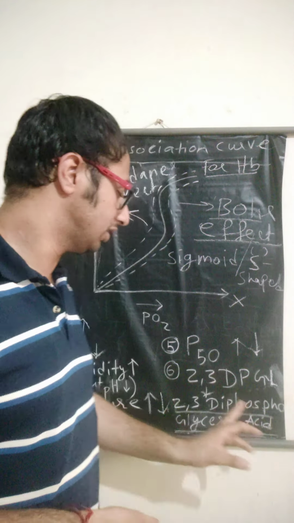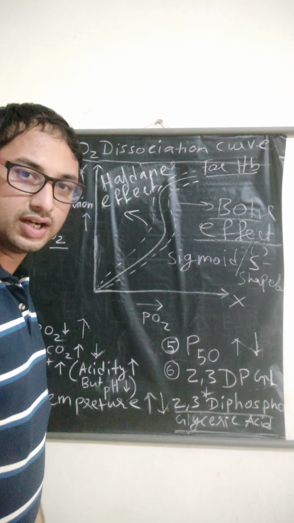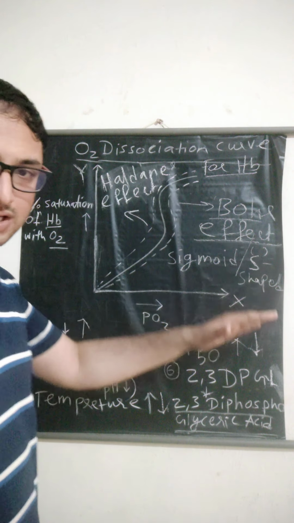And Haldane effect is related to what? This all I have told in my previous videos also. So Haldane effect is related to what? Dissociation of carbon dioxide from the hemoglobin, and that takes place at the alveolar site. And Bohr effect is what? Dissociation of oxygen from the hemoglobin, which takes place at what? Tissue site. So this is all about the 2,3-DPG concept and the oxygen dissociation curve.